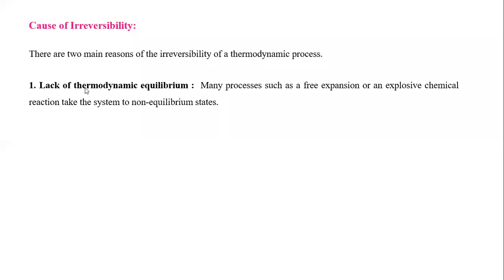So the cause of irreversibility: you know that the thermodynamic system does not go back to its original position by the same path. Then what is the cause? There are mainly two reasons. The first one is lack of thermodynamic equilibrium. Most processes such as a free expansion or an explosive chemical reaction take the system to a non-equilibrium state, means the system is not in equilibrium.